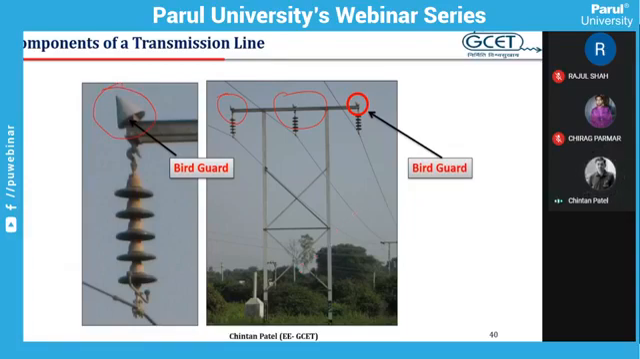Let's assume the bird guard is not provided. Here, if this bird guard is not provided, any bird may sit here, and the dropping of this bird may be deposited on the surface of the insulator. So if the droppings of the bird are deposited on the surface of the insulator, and if this absorbs moisture, it will create a conducting film.